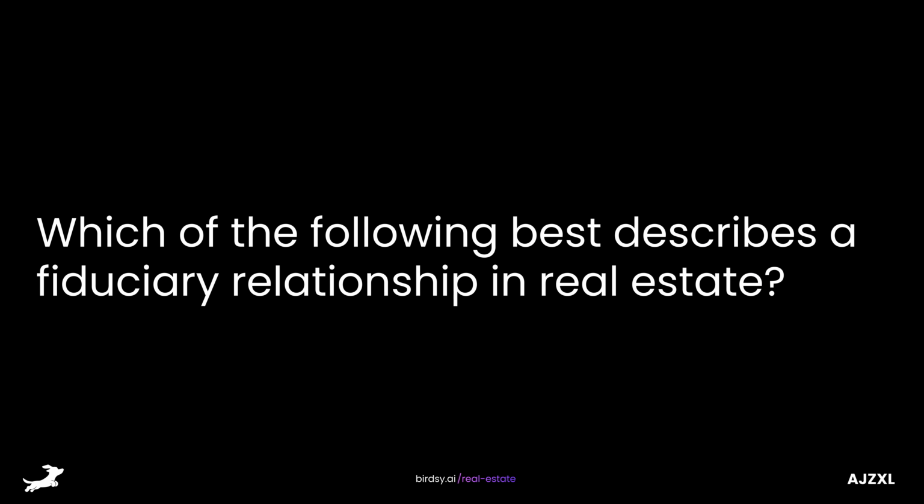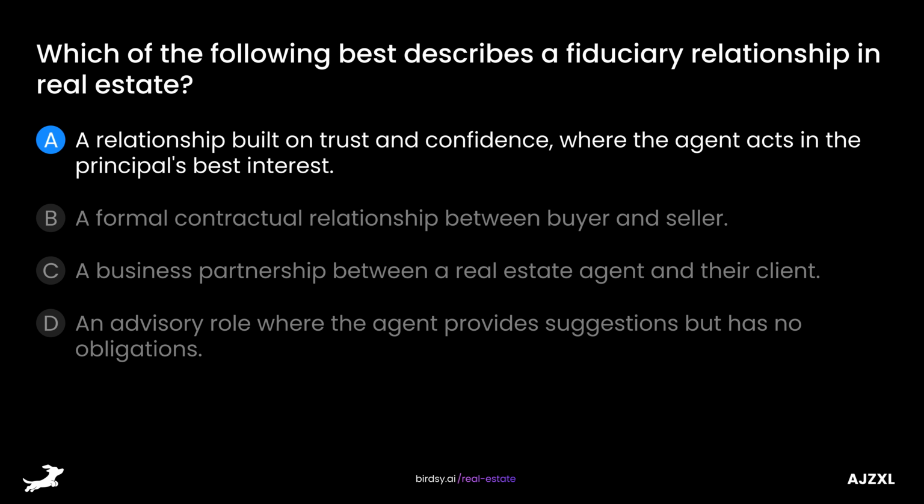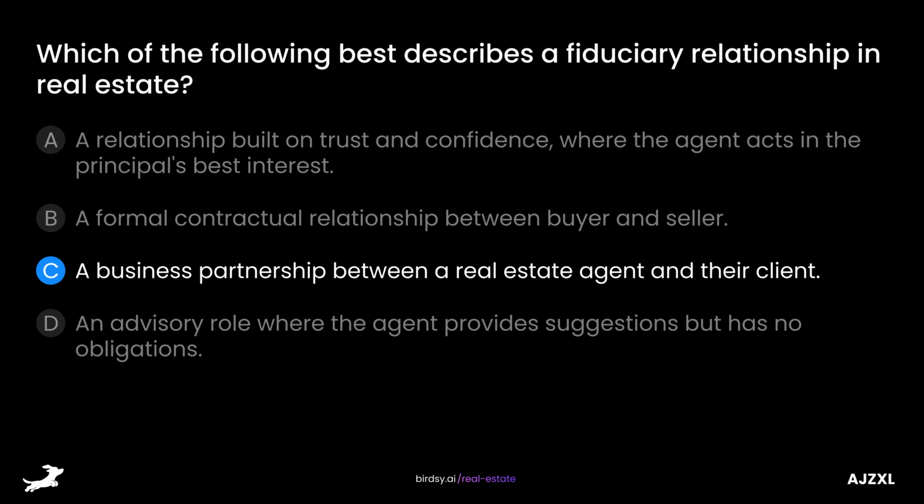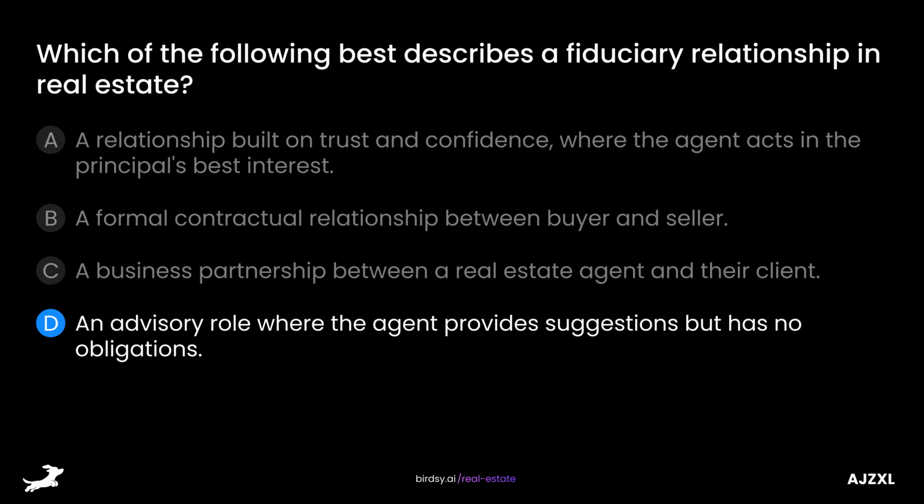Which of the following best describes a fiduciary relationship in real estate? Is it A, a relationship built on trust and confidence, where the agent acts in the principal's best interest? B, a formal contractual relationship between buyer and seller? C, a business partnership between a real estate agent and their client? Or D, an advisory role where the agent provides suggestions but has no obligations?